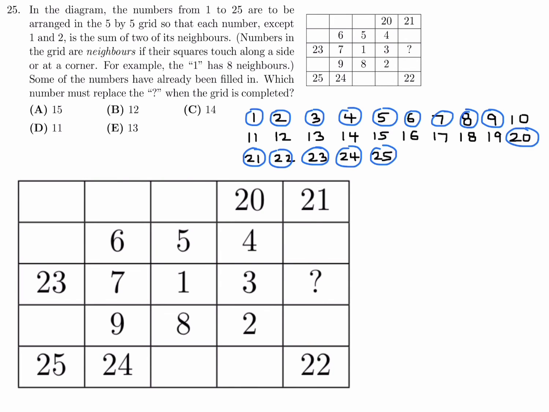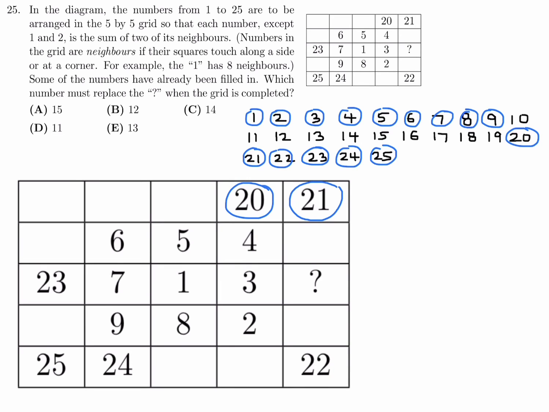Let's proceed with this. So first, let's do the ones that are the easiest. And I'm going to start right here. 21 can only be made with a sum of its neighbors. And these are the neighbors. This guy, and this guy. All right? Well, we only have 3 choices.